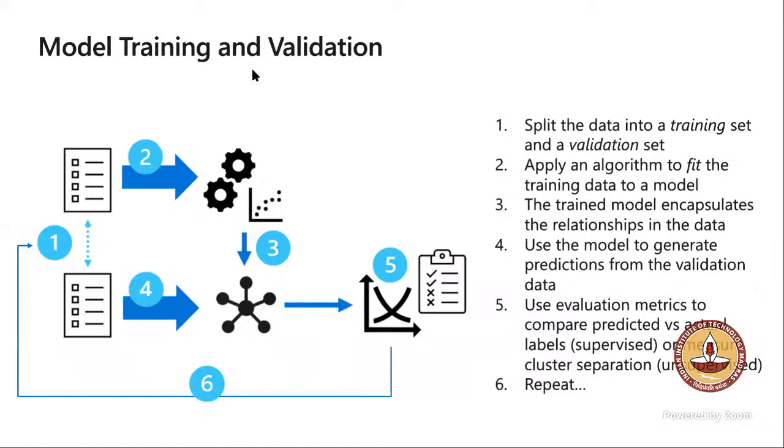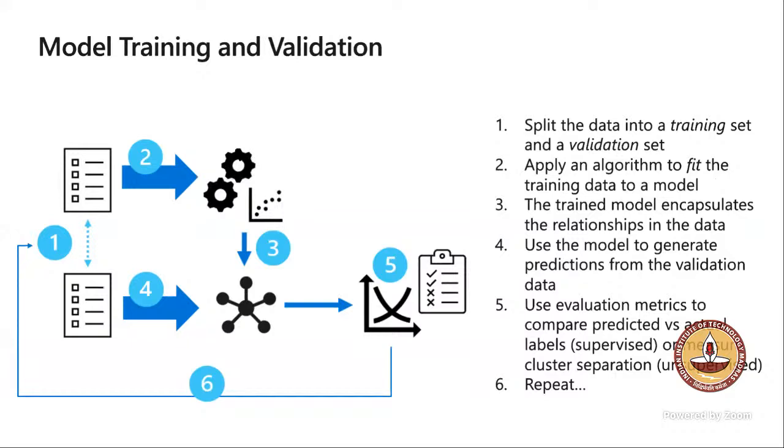Okay, so model training and validation. These are the machine learning pipeline steps. When we get the data, first we split it into a training and validation set. There are a few more steps here, basically data cleaning and data pre-processing. After that, we apply an algorithm on the data.